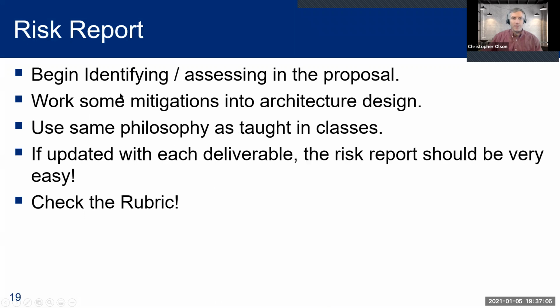Risk report: begin identifying and assessing risks in the proposal, and update your risks as you go through. At the back end of each of these reports I've been going through, you have to update your risks. Work some mitigations into the architectural design itself. Use the same philosophy as taught in the classes. If updated with each deliverable, the risk report should be very, very easy. Then it's just a matter of what you've done between the last report and now, which is usually nothing. And then check the rubric once again.